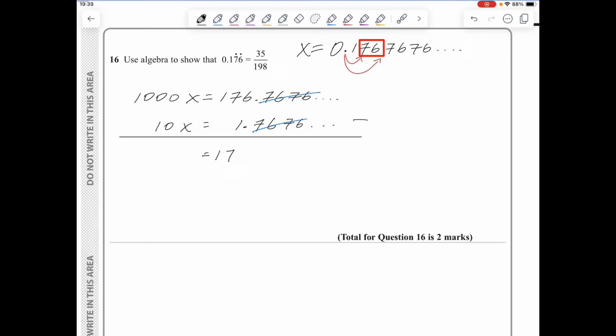So I'll get 175, and on the left hand side I'll have 990x. Therefore x is 175 over 990. If you simplify this, you'll get 35 over 198 as required.